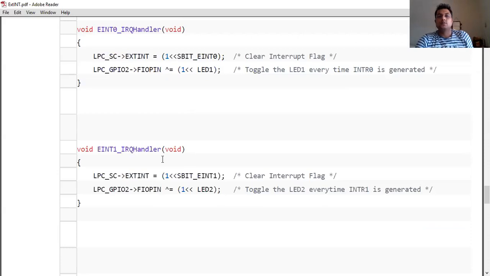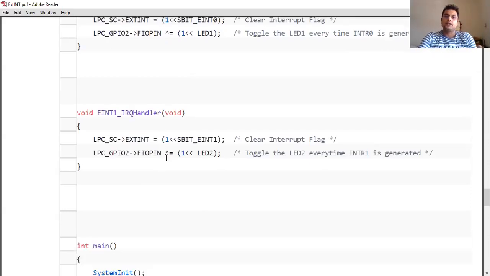Likewise in the interrupt 1 IRQ handler, you can understand it quite easily. Here also we are toggling, but here we have connected the P2.1 pin. So that's why LED 2, P2.1, and here we are using external interrupt 1. So that's why this value is 1, so 1 shifted by 1 time.